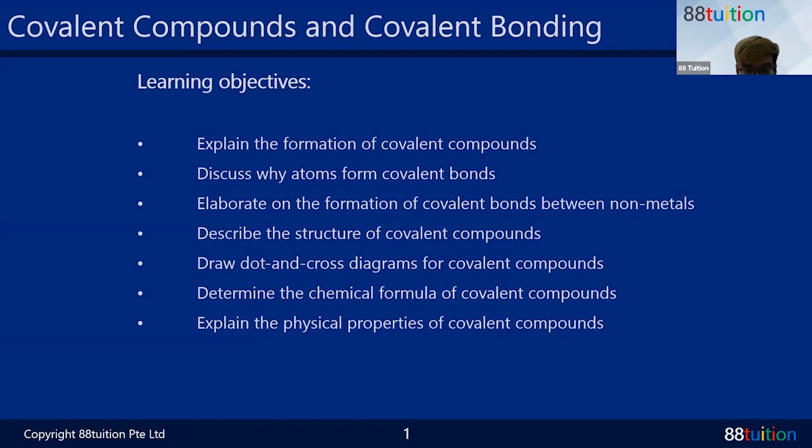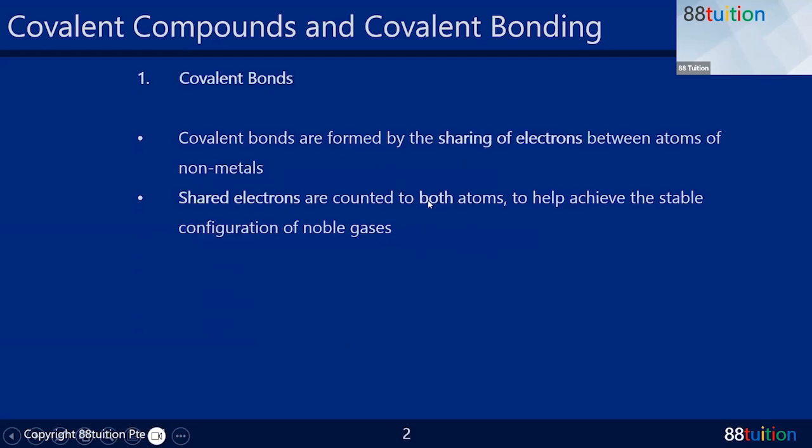So today we are going to go through covalent bonding. Covalent bonding basically is going to be slightly different from the ionic bonding. Covalent bonds, you know, are formed by the sharing of electrons, comparing against your ionic, which is transfer of electrons. So your covalent is sharing, so it's slightly different.